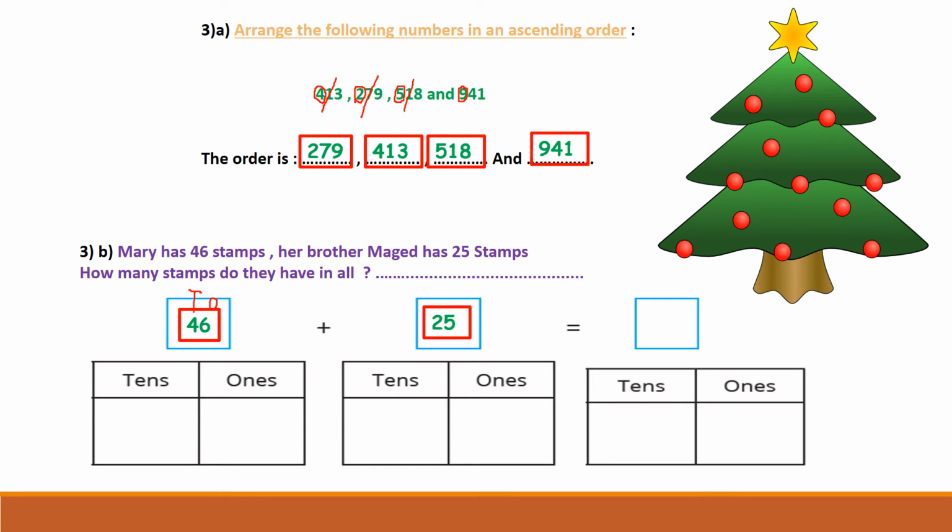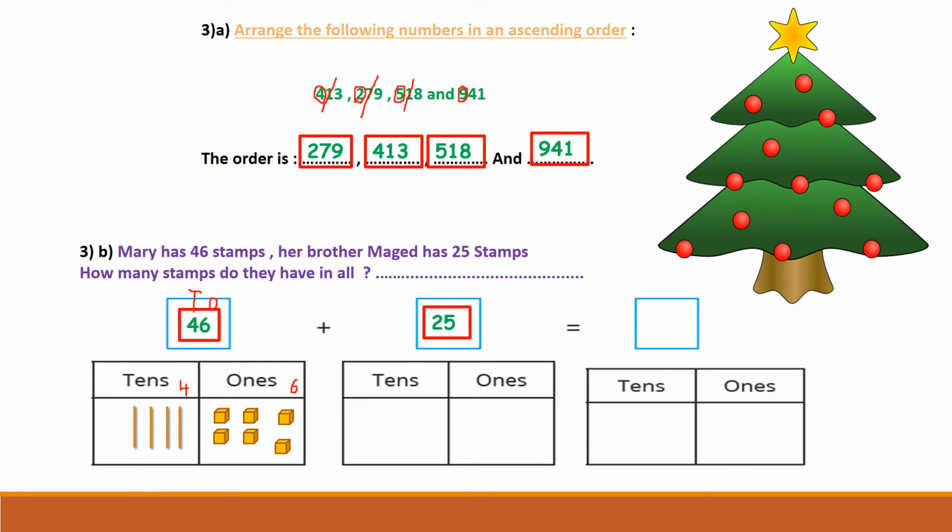So in ones I have 6, and in tens I have 4. So I'm gonna draw how many small square in ones? 6. So let's draw 6. 1, 2, 3, 4, 5, 6, and in tens here I have 4. So 1, 2, 3, 4 sticks.